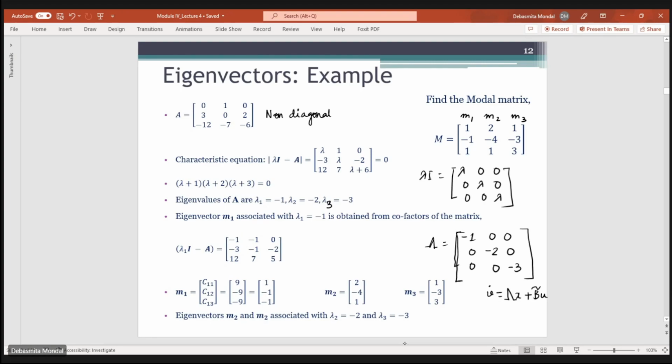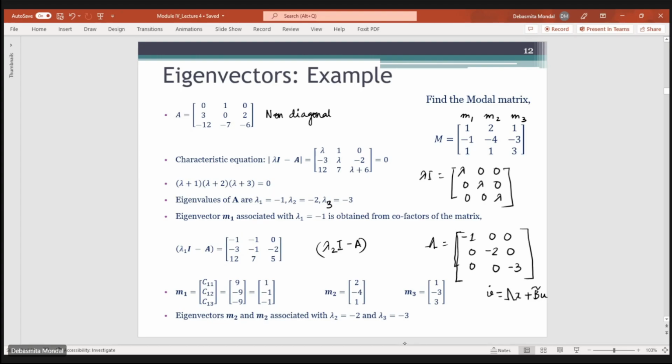In a similar way, you can find M2. For this M2, you will write this equation lambda 2 I minus A, and write this matrix, and from this matrix you take the cofactors and find out the value of the second eigenvector. Similarly, you can find out the value of the third eigenvector also. So once you know the values of M1, M2 and M3, you simply substitute those values in this row form and you will end up with the modal matrix.